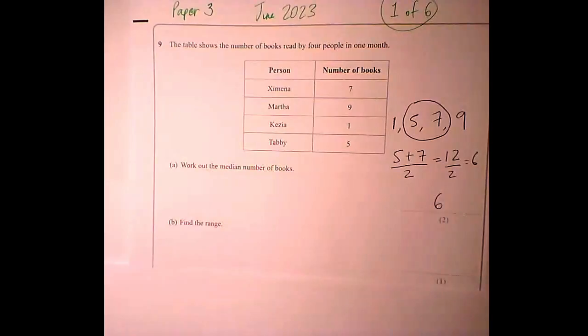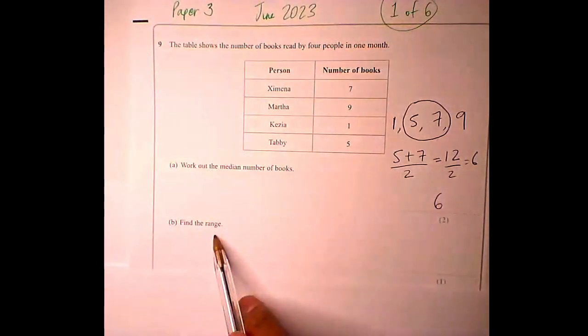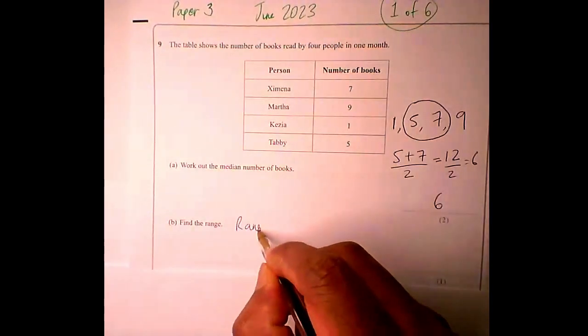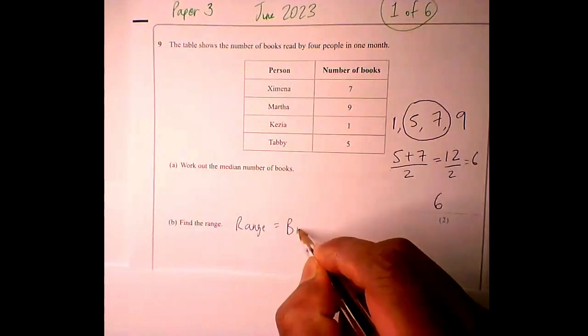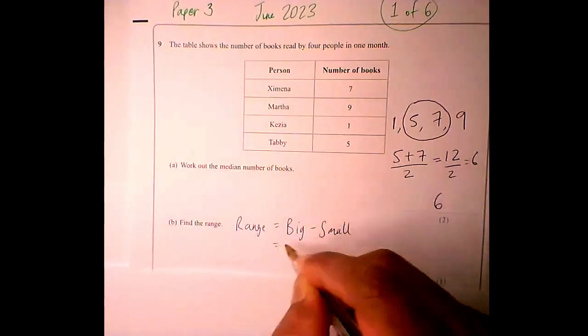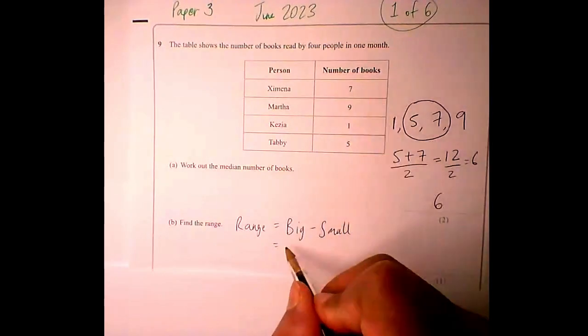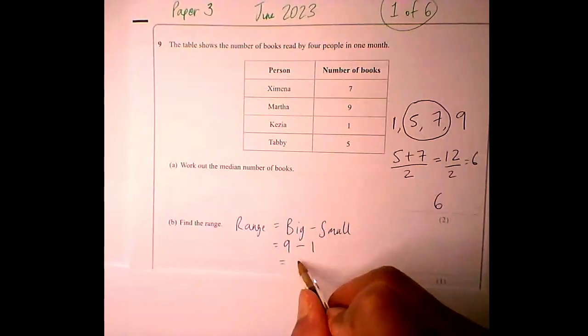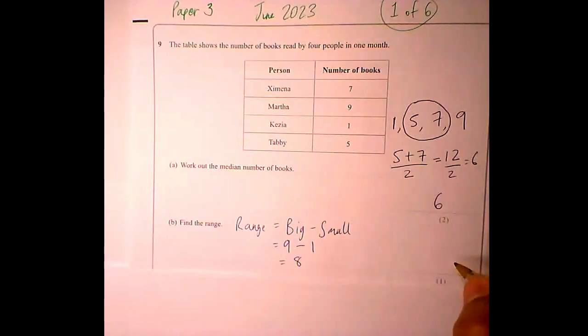And this is paper 3, so we are allowed to use a calculator for our working out. Find the range. So range is biggest number take away smallest number. So my big number is 9, and my small number is 1. And so 9 take away 1 gives me 8. So my range is 8.